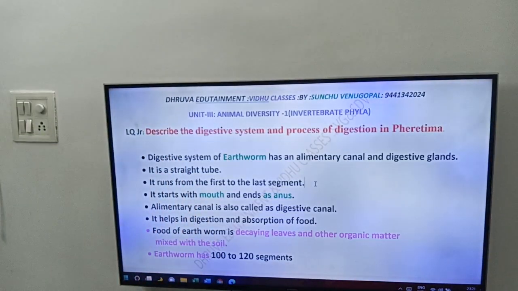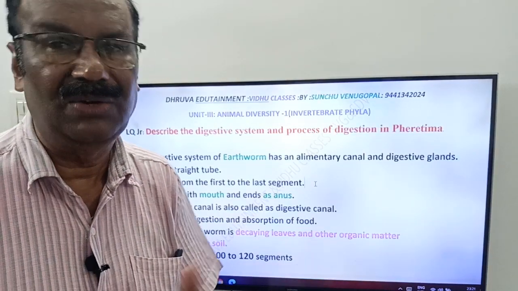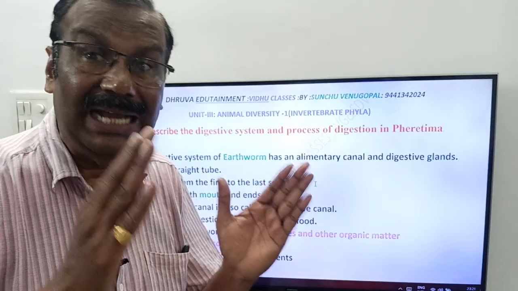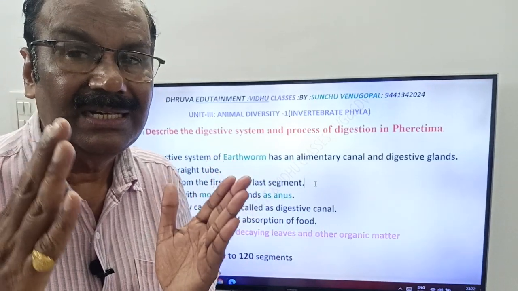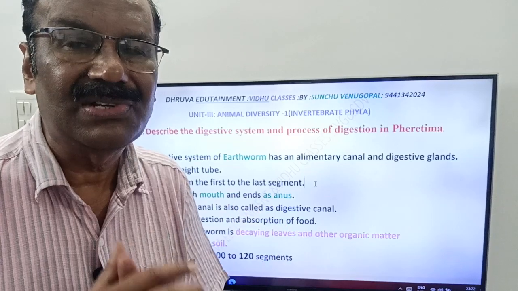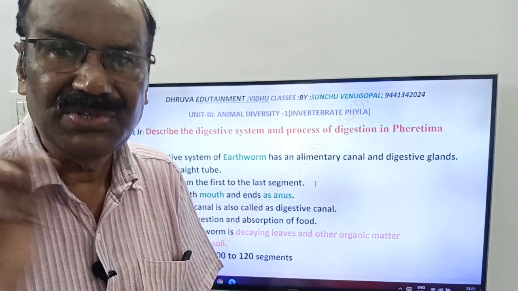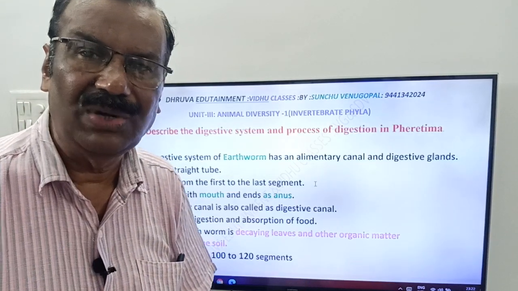Okay, friends. How many segments are there in the earthworm? The earthworm has 100 to 120 segments, friends. This is important. At the time of discussion of the rectum there is a confusion, so because of that I have mentioned here that it has 100 to 120 segments.